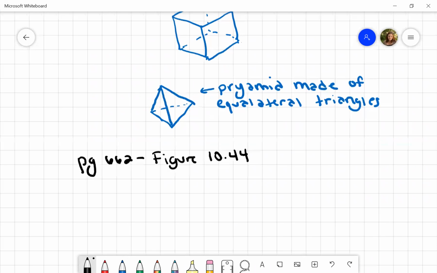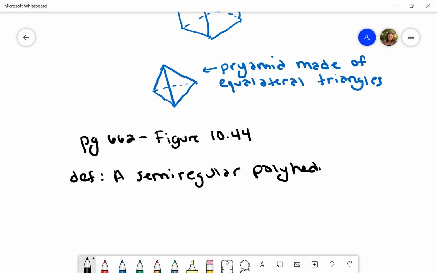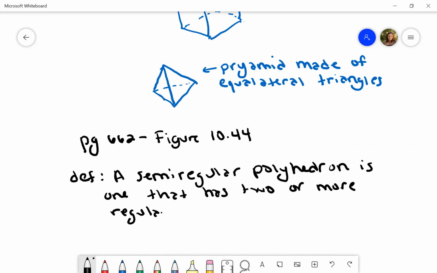Okay, it's possible to create a shape made up of semi-regular polyhedra, or let's say semi-regular polyhedron, use the singular to discuss it. A semi-regular polyhedron is one that has two or more regular polygons as its faces.